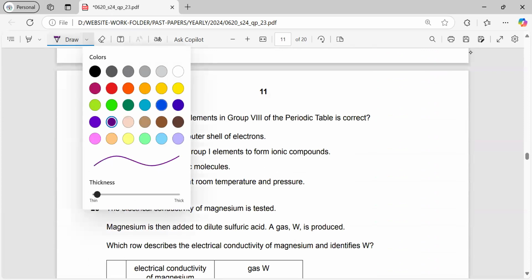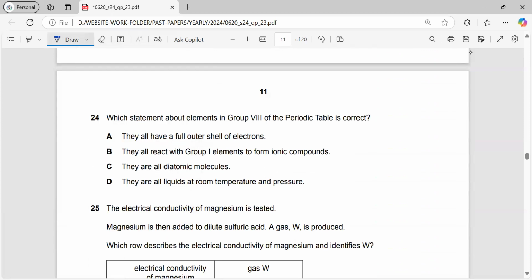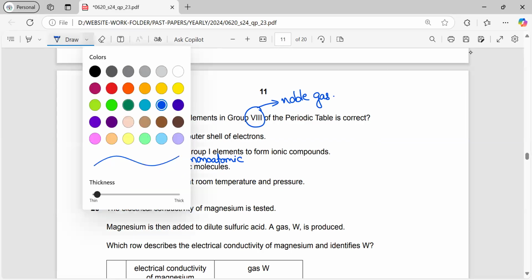Question number 24. Which statement about elements in group 8 of the periodic table is correct? Now, as we know, group 8 is of noble gases and their outermost electrons are complete. They don't react at all. They have a full outer shell of electrons. They all react with group 1? No, they don't react. They all are diatomic? No, they are monoatomic. All the gases are monoatomic. They are all liquids at room temperature and pressure? No, they are all gases. The answer is A. They all have full outer shell electrons. This makes them unreactive and noble.